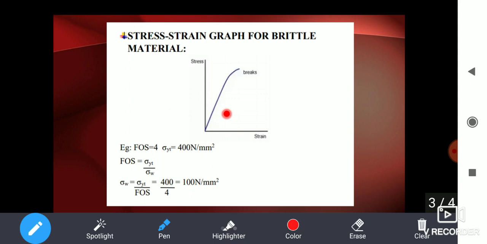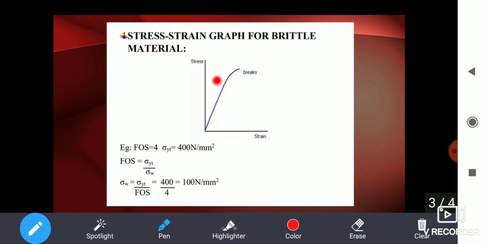the stress will be increasing, and the strain will also be increasing. In this region, both stress and strain keep on increasing. Suddenly, at a particular point, the material fails, that is, the material breaks. So this is called the breaking point or fracture.